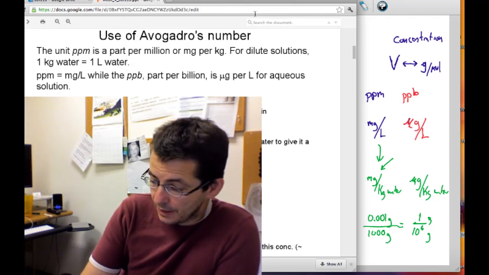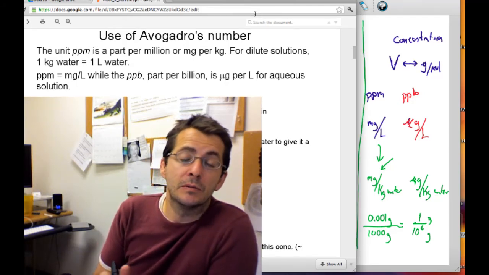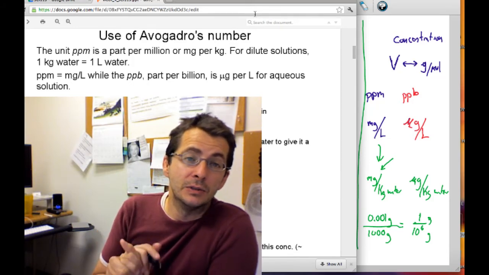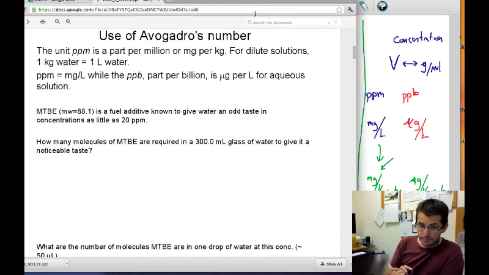So let's take a look at a typical problem where it glues itself onto an Avogadro's number problem. It turns out that MTBE, methyl tertiary butyl ether, is a fuel additive used to oxygenate gas, and it's known to give water an odd taste at about the 20 part per million range. So the question is, in a 300 milliliter sample of contaminated water that has a 20 part per million concentration, how many molecules of MTBE are present?